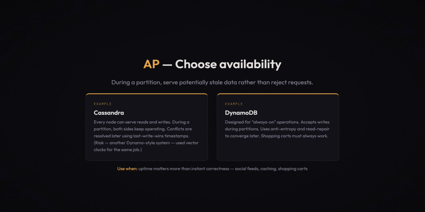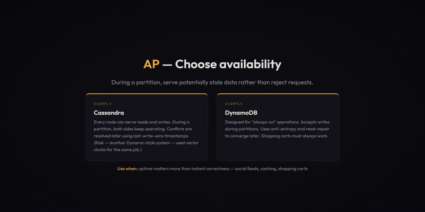You can reconcile conflicts later, but losing a sale is unacceptable. You choose AP when uptime matters more than instant correctness. Social media feeds, DNS, caching layers, shopping carts. What about CA? Consistent and available, but not partition tolerant.